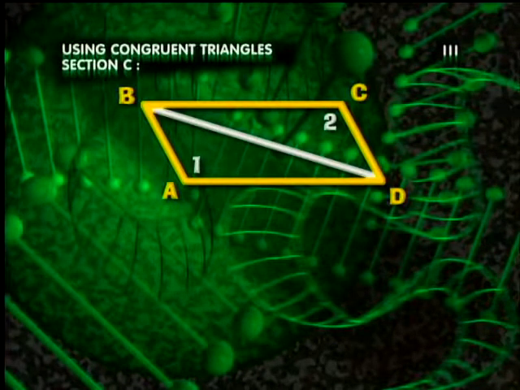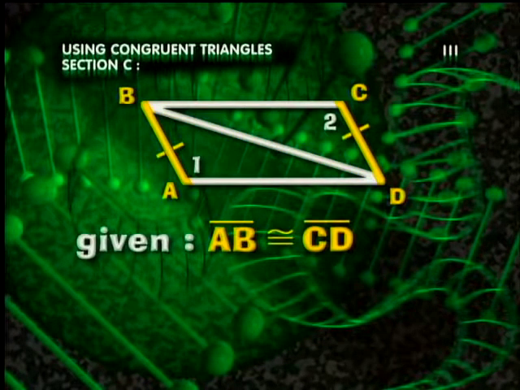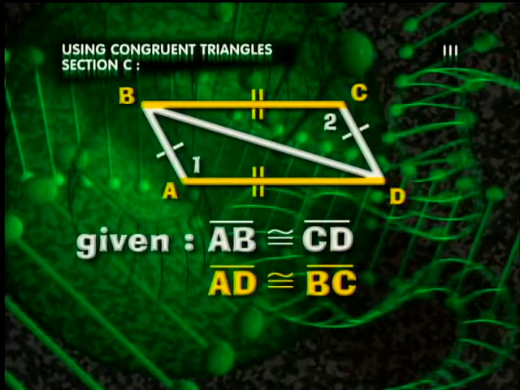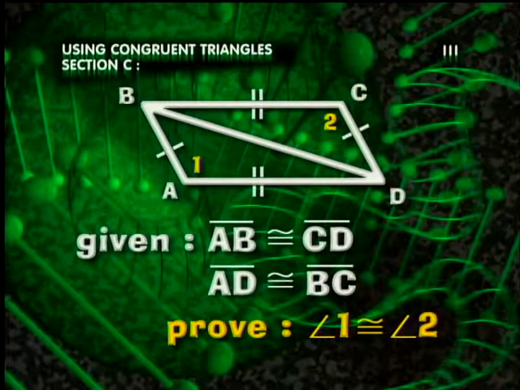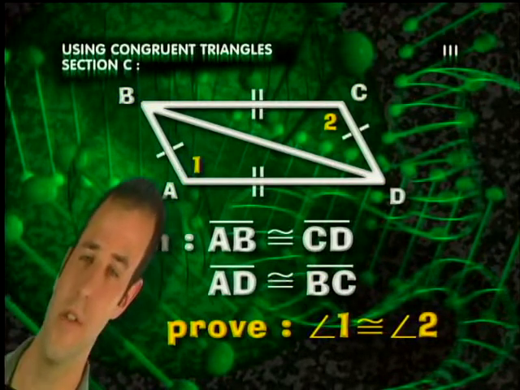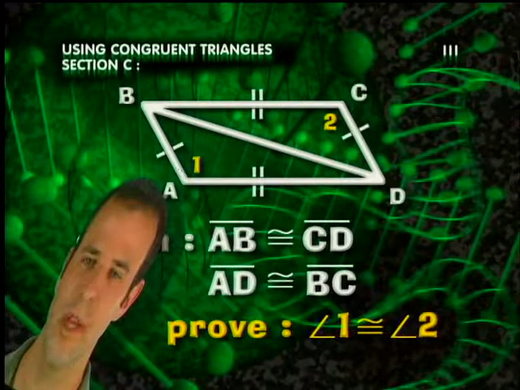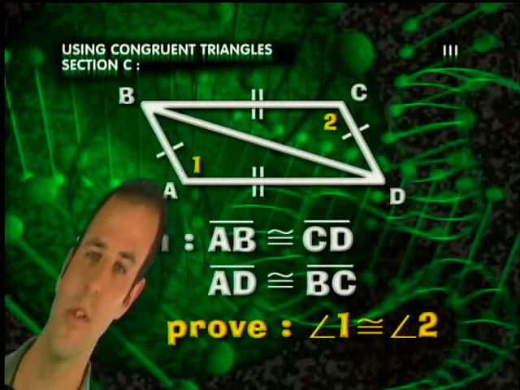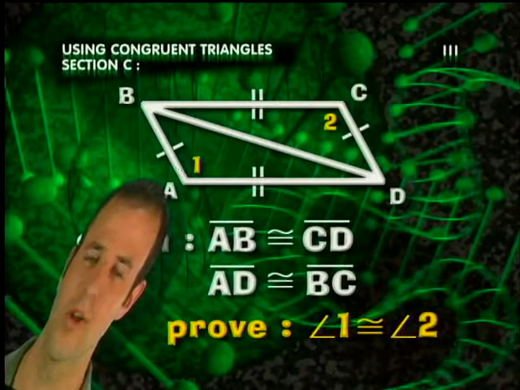Here we have parallelogram ABCD, which is cut by segment BD, making two triangles, BAD and DCB. We're given that segment AB is congruent to segment CD, and segment AD is congruent to segment BC. And we want to prove that angles 1 and 2 are congruent. Do you see how we'll do this? We'll prove the triangles are congruent to one another. Then we'll use CPCTC to prove that corresponding angles 1 and 2 are congruent.